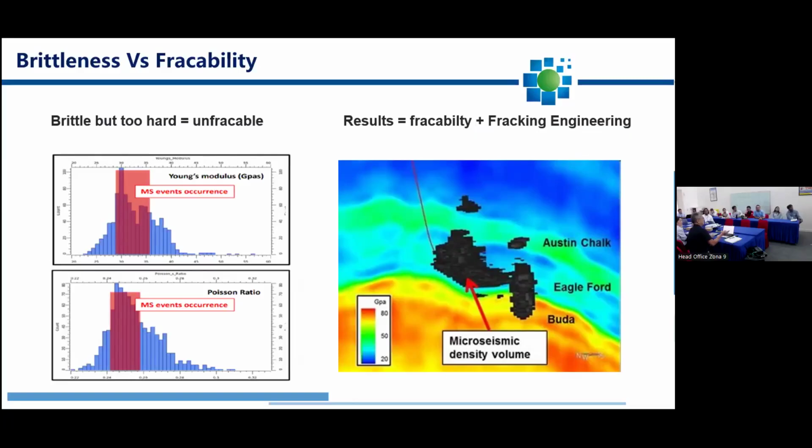The answer is that your Young's modulus has to be in the middle area. If it is too soft, it is more ductile and very difficult to create a fracture. But if it is very brittle and too strong, like granite, it is also very difficult to create a fracture because the rock is too hard. I use this slide all the time to explain to people that you cannot just use brittleness to design your completion.